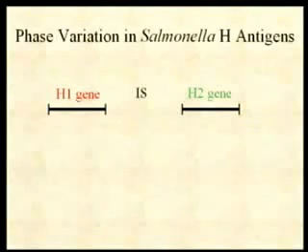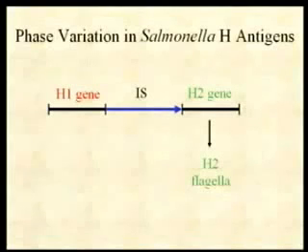And the way that happens is that there are two genes for the two antigenically different forms of the flagella, the H1 gene and the H2 gene. Between the two genes is the controlling region, the promoter for these two genes. And this promoter is actually carried by this insertion sequence. And what happens is if the insertion sequence is in one orientation, then one gene is turned on. So in this example, the insertion sequence is oriented in such a way that the promoter drives the expression of the H2 gene. And so this Salmonella expresses the H2 antigen on its surface.